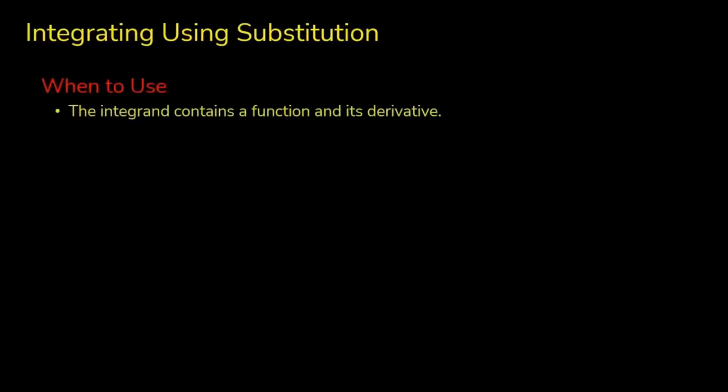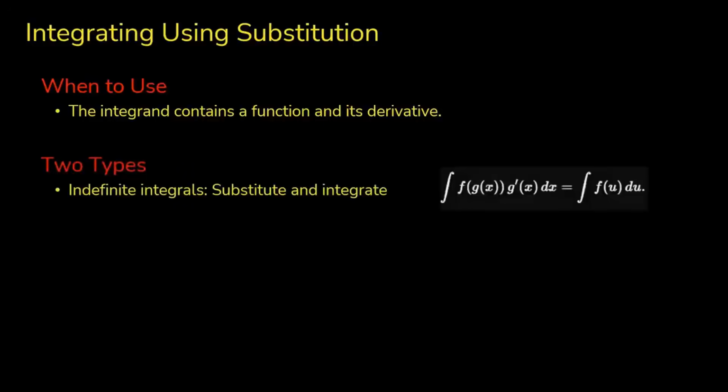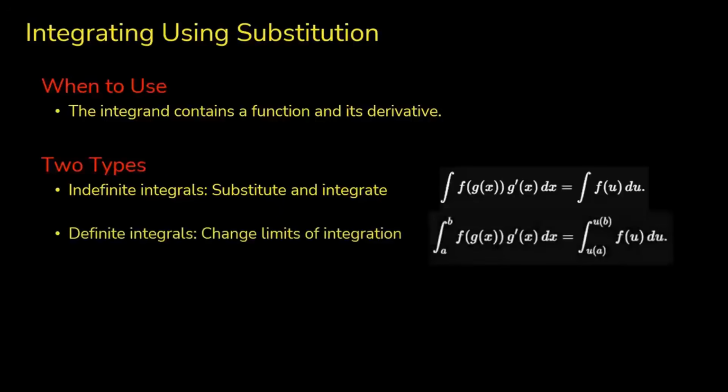Next, we come to integration by substitution. This is basically how we undo the chain rule. You use this when the integrand contains a function and its derivative. For indefinite integrals, you're going to substitute and integrate. Make sure you rewrite your final answer in terms of x, and don't forget the plus c. For definite integrals, you're going to want to change the limits of integration, anti-differentiate, and plug in the upper and lower limits in terms of u without back substituting in terms of x.